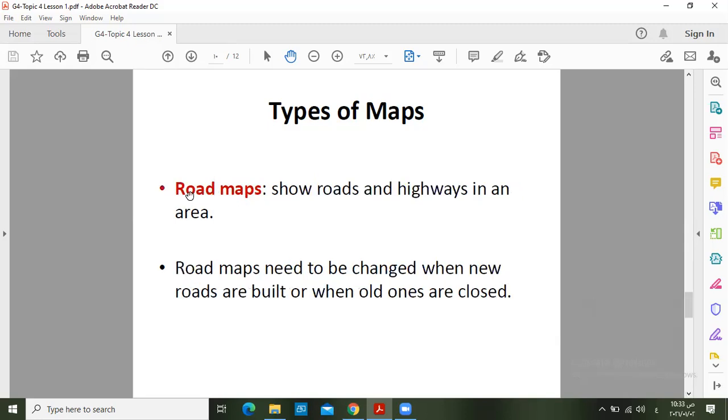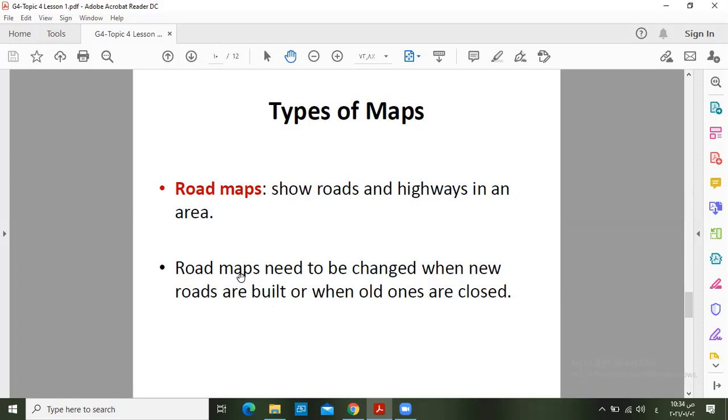Road maps, by its name, road. So it shows the roads and highways in a country or in a city. Road maps, of course, need to be updated or changed when new roads are built or old ones are closed. As you know, sometimes in any country there are new roads. So road maps must be changed when new roads are built or when old ones are closed. For example, if you use a road map for Irbid that is 10 years old.